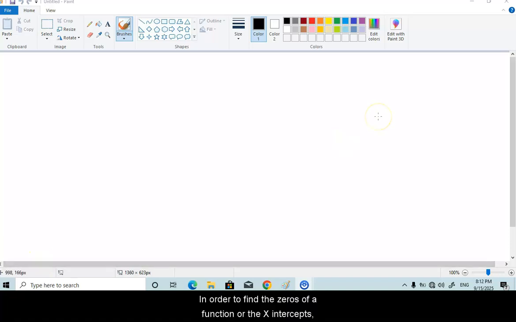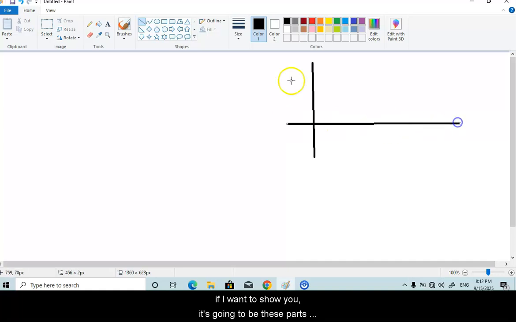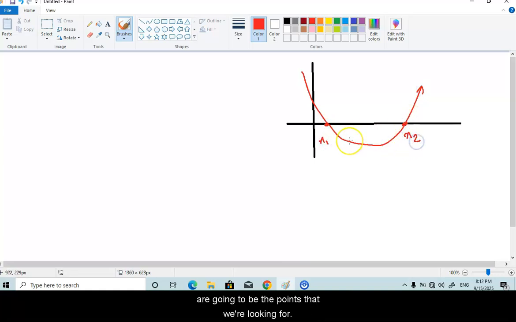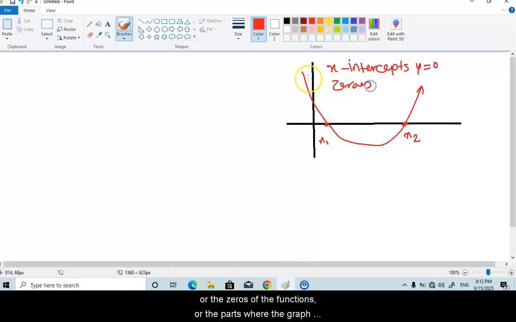In order to find the zeros of a function, or the x-intercepts, or the parts where the graph is going through the x-axis, if I want to show you, it's going to be these parts. For example, if this is our graph, these 2 points, x1 and x2, are going to be the points that we're looking for: the x-intercepts, the points in which y is 0, or the zeros of the function, or the parts where the graph is going through the x-axis.